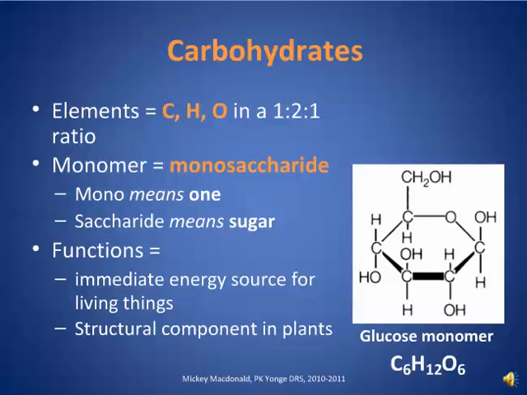A second important function of carbohydrates is their role in the structure of plants and some animals. Cellulose is found in the cell wall of plants. Cellulose is a polysaccharide that gives plants their rigidity and their sturdiness. Chitin is another carbohydrate that is found in the outer skeleton of insects. Chitin also provides rigidity to the insects' bodies.